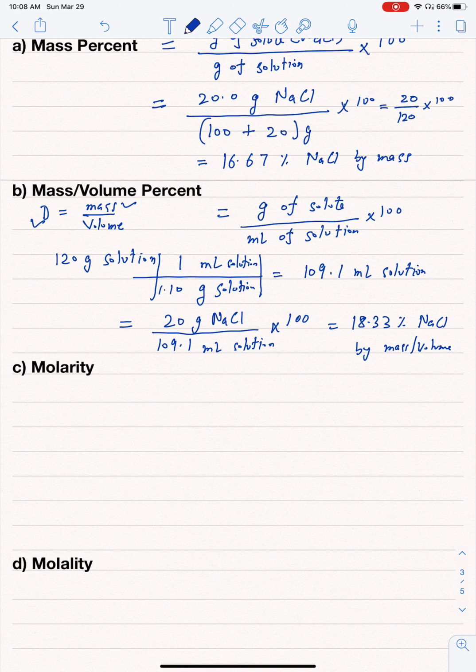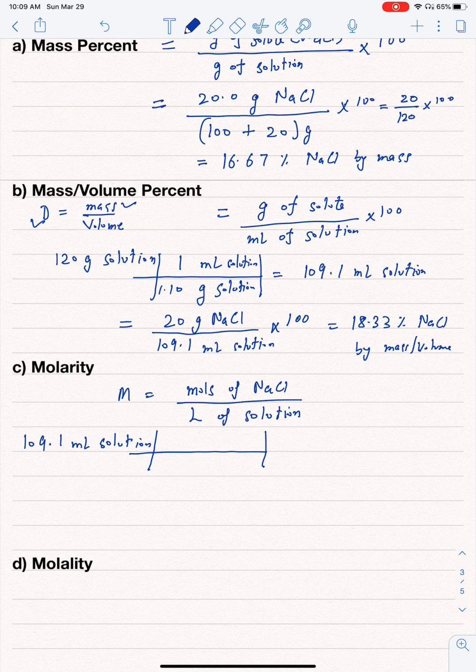Okay, moving along, let's try to figure out the molarity. The definition of molarity is going to be the moles of NaCl divided by the liters of solution. Do I know the liters of solution? Well, I do know the milliliters of solution. So we have 109.1 milliliters of the solution. And from here, we can certainly calculate how many liters of that solution it is going to be.